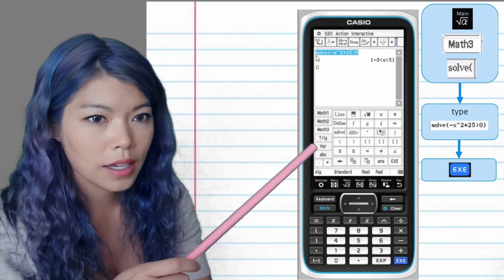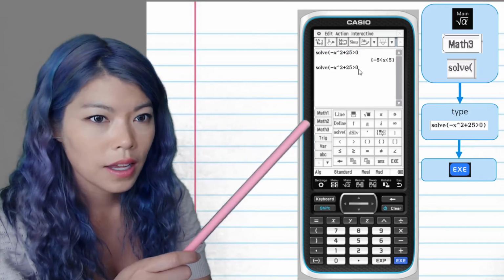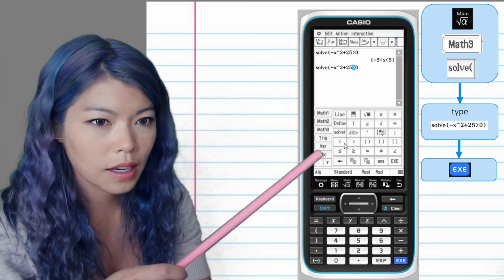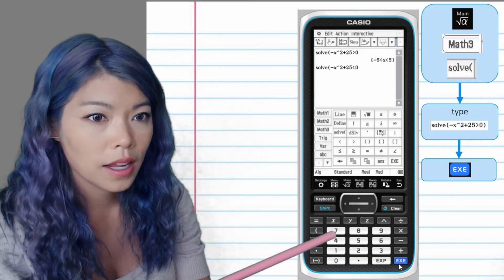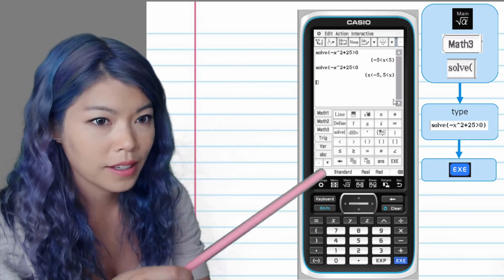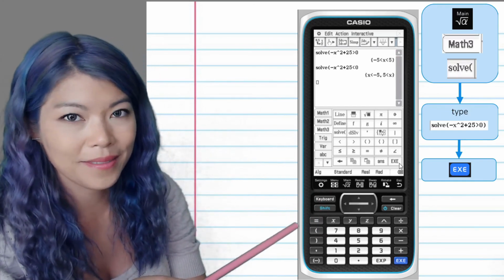And notice that I can do less than 0. If I hit less than 0, it should give us x is less than -5 or greater than 5. Ta-da! Which is there.